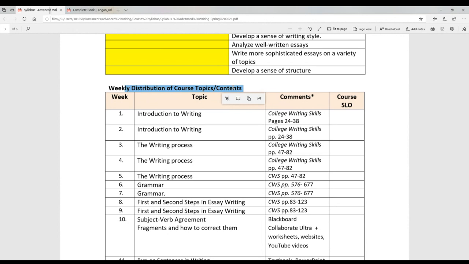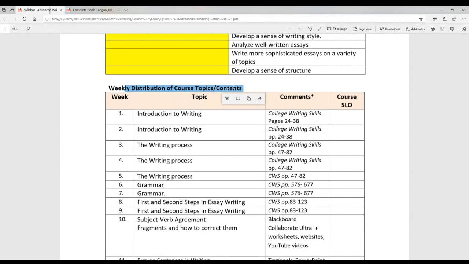For example, the introduction consists of the hook. Hook is the first two or three sentences in the introduction that aim to attract the attention of your reader. This hook could be a kind of quotation, could be a kind of question, and so on. We are going, inshallah, to talk about these types of hooks in the introduction. And we will talk about the thesis statement, inshallah, in the introduction.